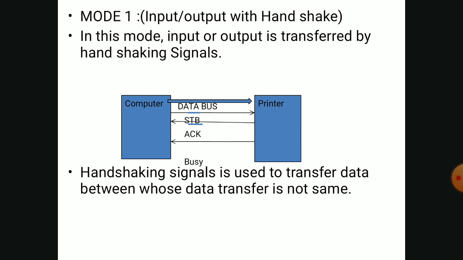This is the strobe signal sent by the computer to learn about the readiness of the printer, and whenever the printer is ready for accepting the information, it sends another signal which is the acknowledgement. If the printer is not ready to accept the information, then it sends one more signal which is the busy signal.